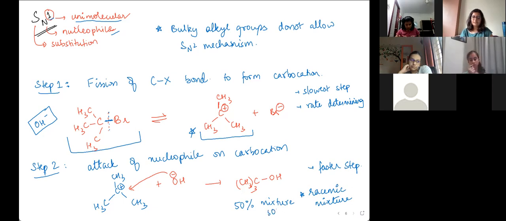Let me write it properly. So 50% dextro plus 50% levo is called a racemic mixture. That's another defining characteristic. In SN2 there is complete inversion, while in SN1 you're getting half D, half L. So that's not going to rotate any light, because whatever dextro is rotating, levo is going to cancel it out. So the net result is no rotation of light.